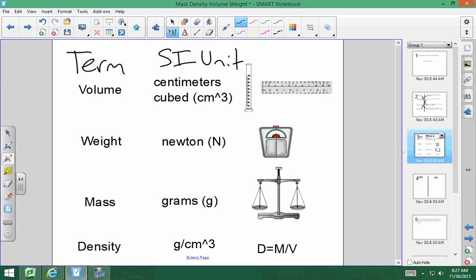For volume, the SI unit is the centimeters cubed, which is abbreviated as centimeters raised to the third. And you can measure the volumes of liquids using a graduated cylinder, and the volume of solids using a ruler. The SI unit for the weight of an object is newtons, with a capital N as its abbreviation, and it is generally measured on a scale. Here is depicted a regular bathroom scale.